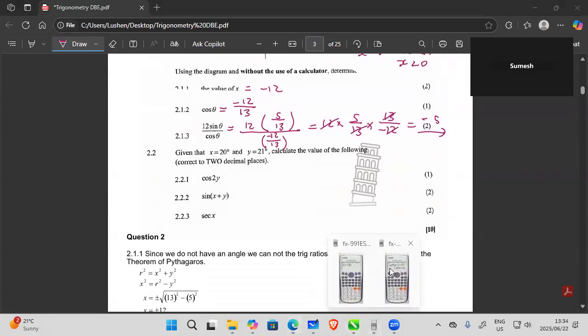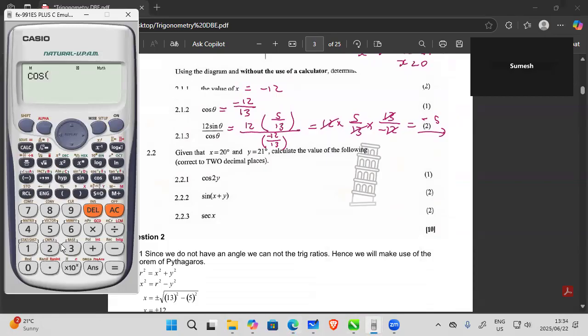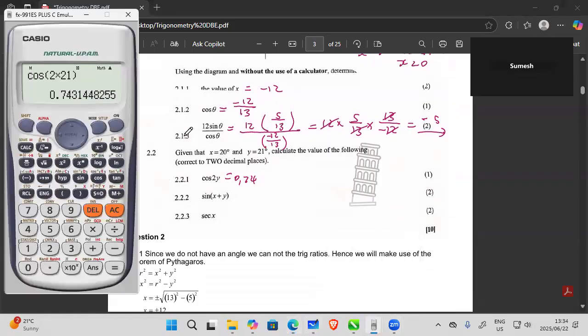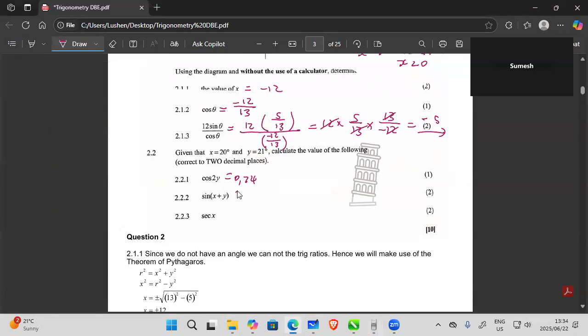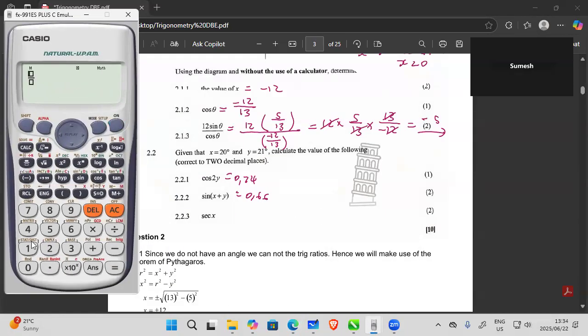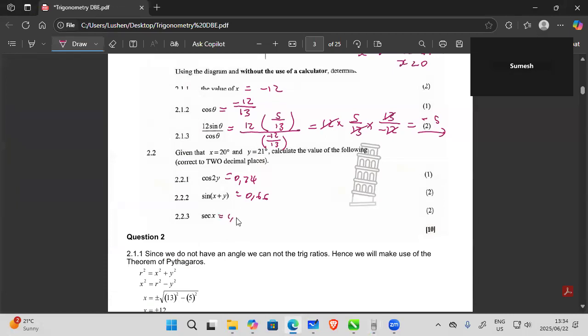Here we use the calculator, so let's put this here, calculator skills. It'll be cos of 2 times 21 degrees. If we solve there, we got 0.74. Here as well, we can say sine of x plus y, so sine of 20 degrees plus 21 degrees gives me 0.66. And if you look at sec, that is 1 over cos, isn't it? So it'll be 1 over cos of 20 degrees, which gives me 1.06. So that's how we solve for those three, just using the calculator.